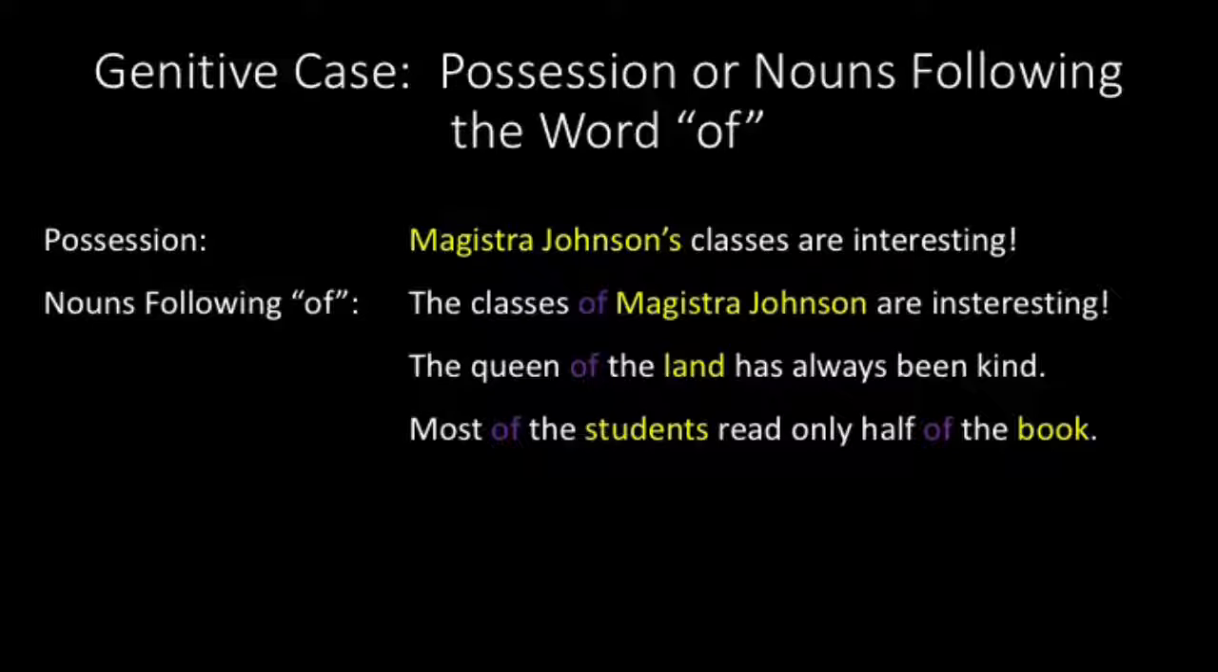In the first example, we see the classic way of representing possession in English, an apostrophe S on the end of the name Johnson's. Romans didn't have punctuation. That's right, no punctuation. Instead, to show possession, they would use a specific inflection. That inflection is the genitive inflection, or the genitive case.